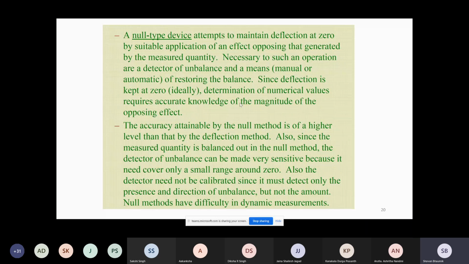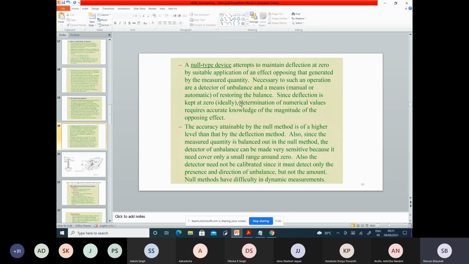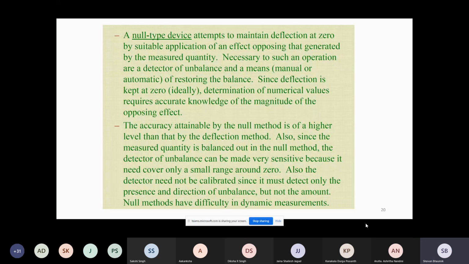Now, when it comes to the accuracy attainable by the null and the deflection method, generally the accuracy attainable by the null method is of a higher level than that of the deflection method. Generally, I always say generally. Also, since the measured quantity is balanced out in the null method, the detector of unbalance can be made very sensitive, because its slight deflection or imbalance makes it unbalanced.